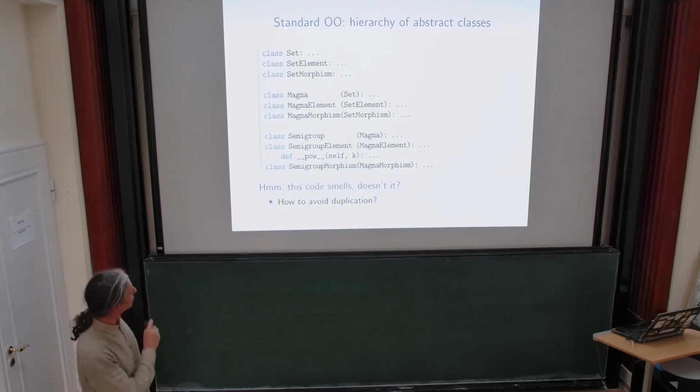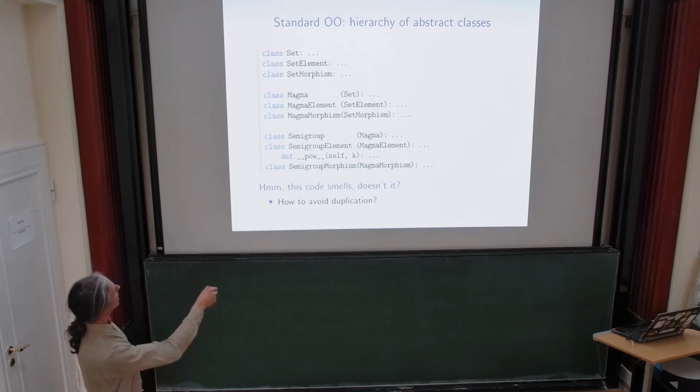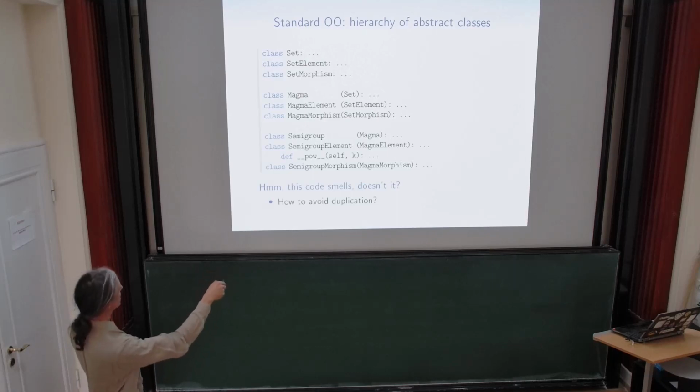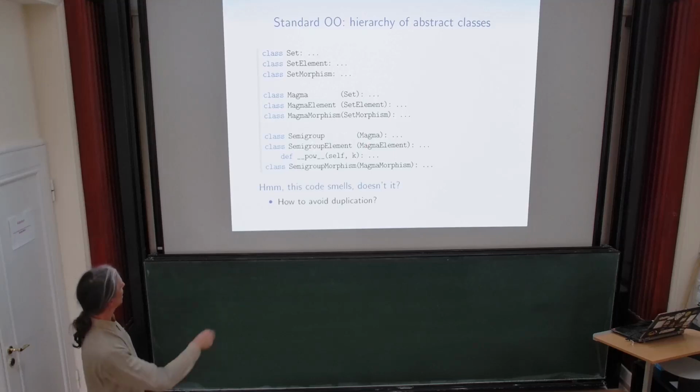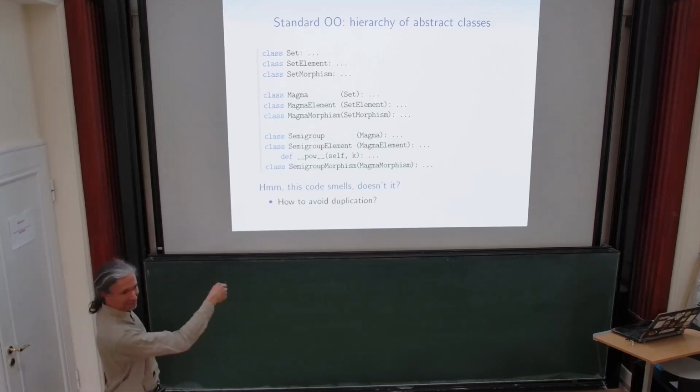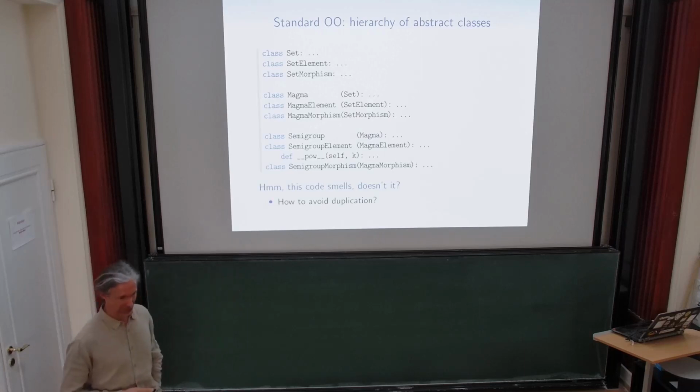At this stage, what's really bad is that here I'm saying that a magma is a set. Here I'm saying a semigroup is a magma. Here I'm saying a semigroup element is a magma element. Here I'm saying a semigroup morphism is a magma morphism. You would want to just say this once and deduce it automatically for the rest, right?